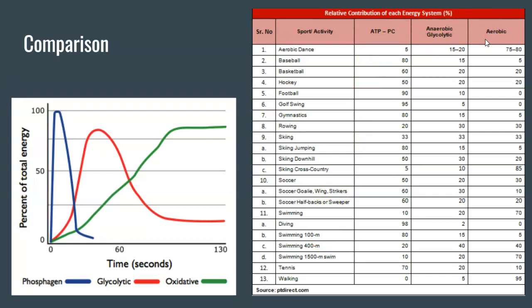So which system is predominant really comes down to how long you are doing the activity and what kind of activity you are doing. If you're doing an activity that requires a lot of explosive movement, or that is very short in duration, then you're going to be using mostly the ATP-PC system, the phosphocreatine system. If you're doing something that requires a lot of oxygen, or takes a long time, or something where you have to pace yourself, that's mostly the aerobic energy system.